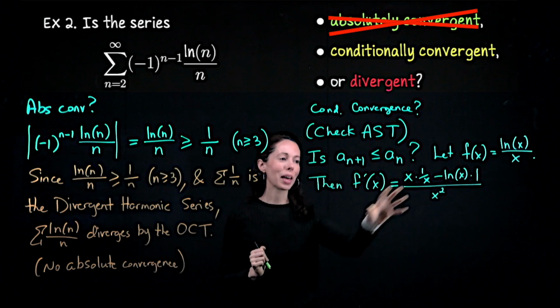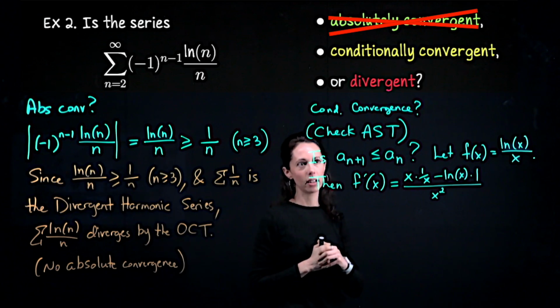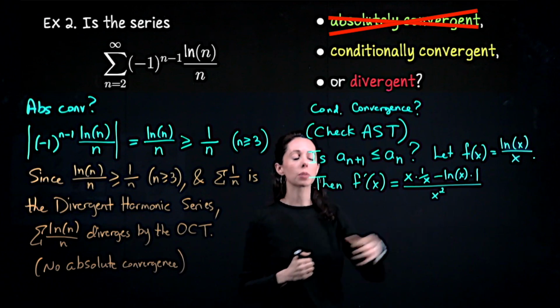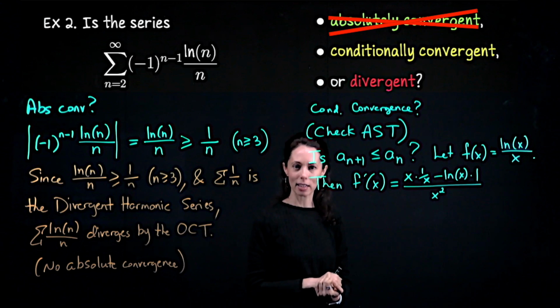Take a moment to analyze this. We discussed in the lecture on the alternating series test what exactly you need to look for in this kind of expression. So determine here what the sign of f prime of x is, and then what does that tell you about the series of terms of the form natural log of n over n?